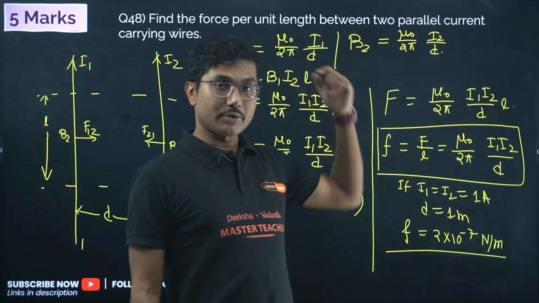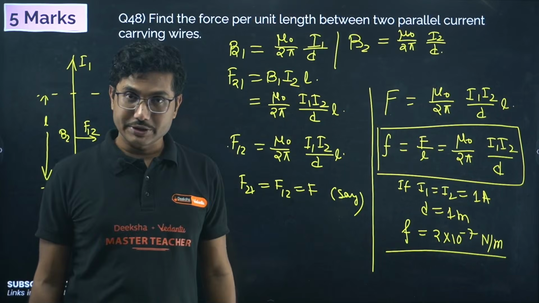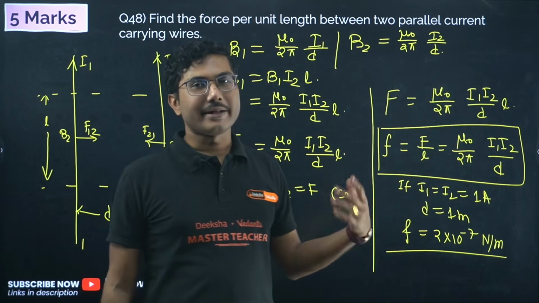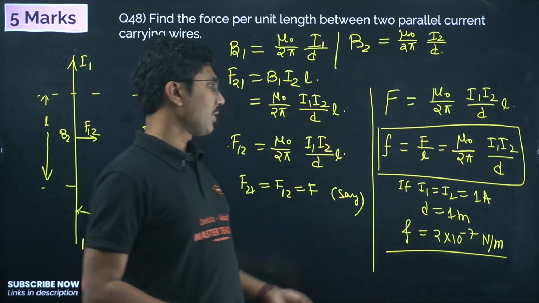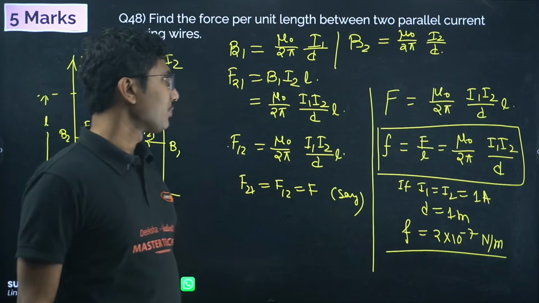One of the toppers last year made a mistake. They did not mention Newton per meter. The marks were deducted, but fortunately he or she wrote an extra question, and that was considered as an extra. So don't miss out on that. Newton per meter, you have to mention that.